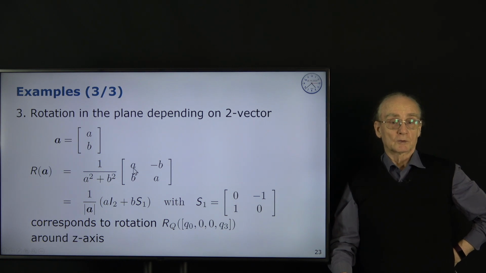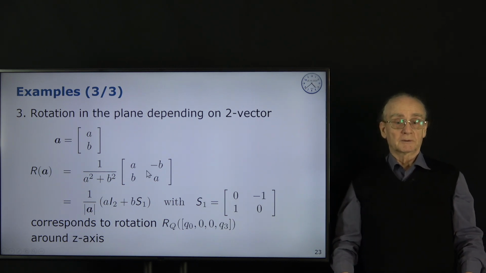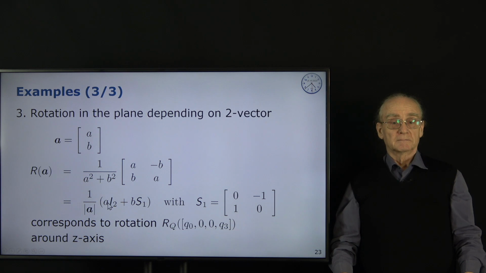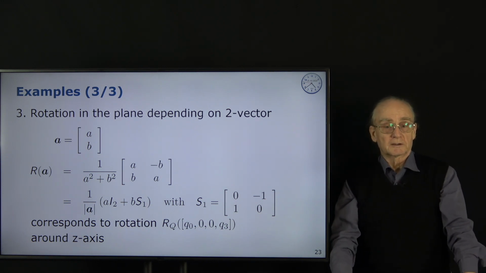Then we have here the cosine, minus sine, plus sine. So this looks reasonable. We can represent this as 1 over the length squared, multiplied with the sum of a times the unit matrix plus b times a skew-symmetric matrix in 2D. So this is this skew-symmetric matrix. So this would be a representation of a rotation in 2D using a 2-vector (a, b).